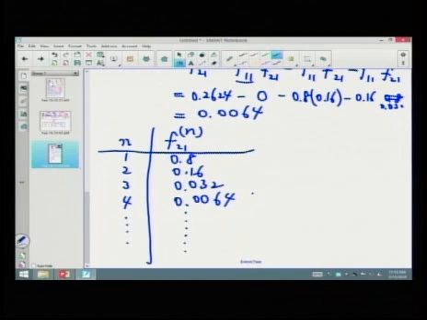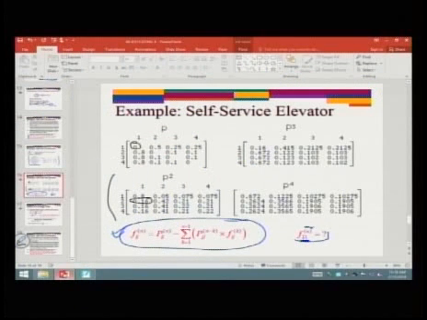So this is how you can compute first passage probability. This is a very tedious job, I have to say. But if you are good at computer programming, this wouldn't be any problem at all. You just need to write a program and let the computer run, and then you're going to get a whole lot of different values.